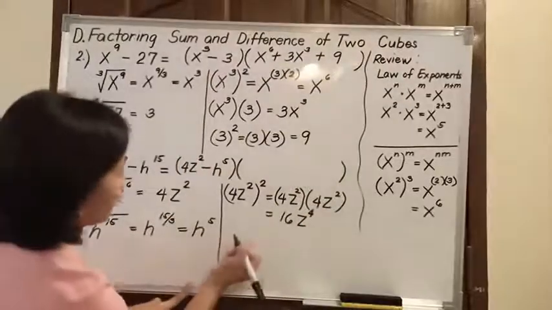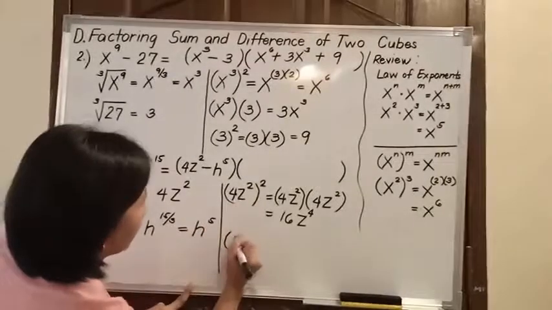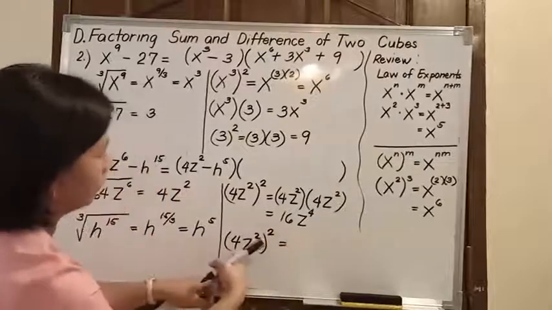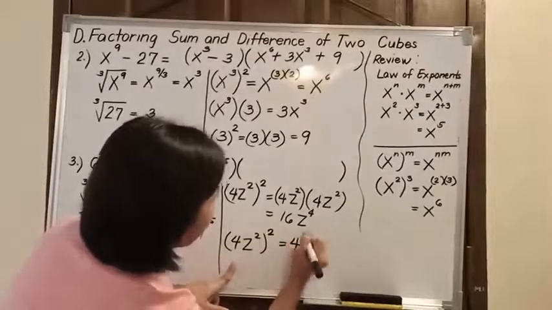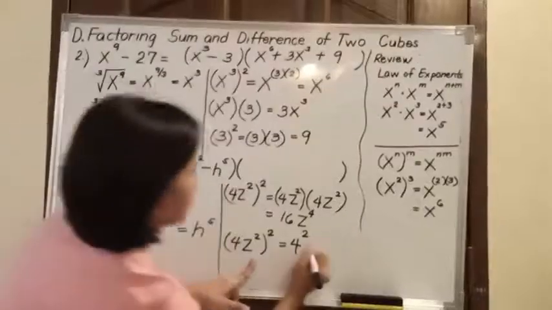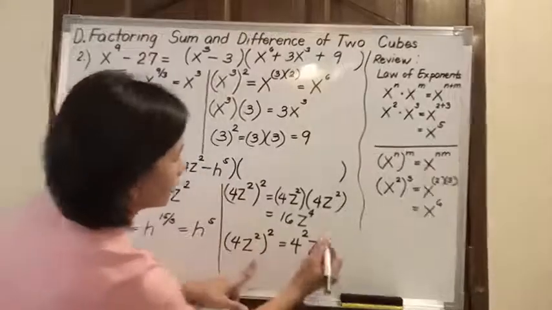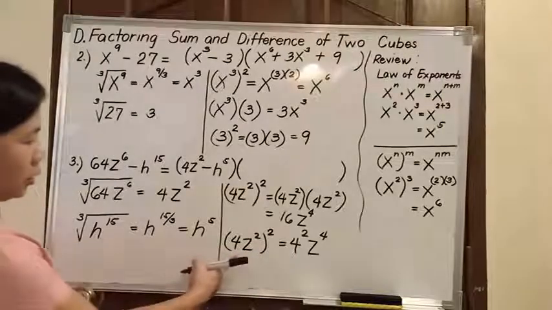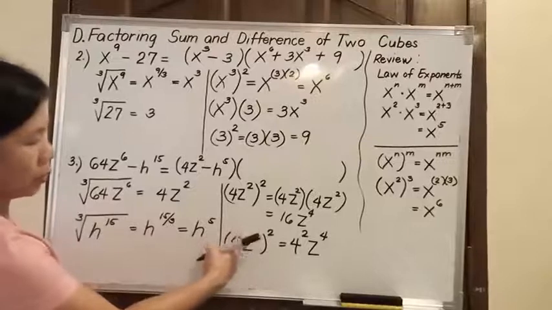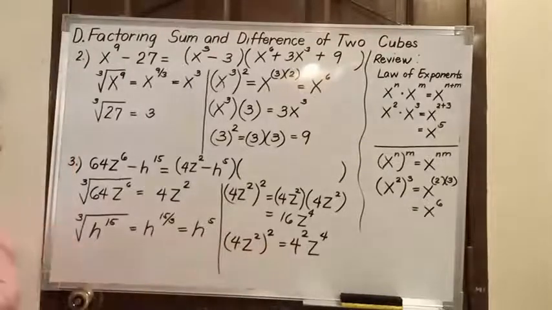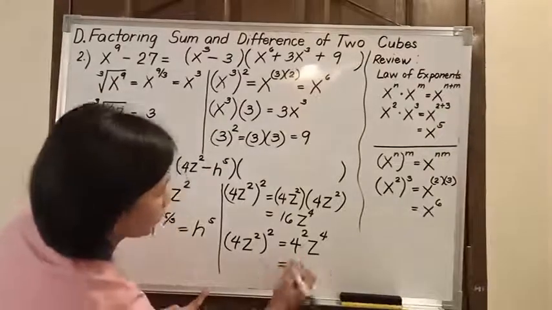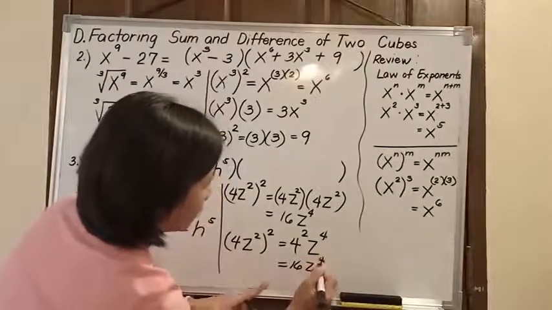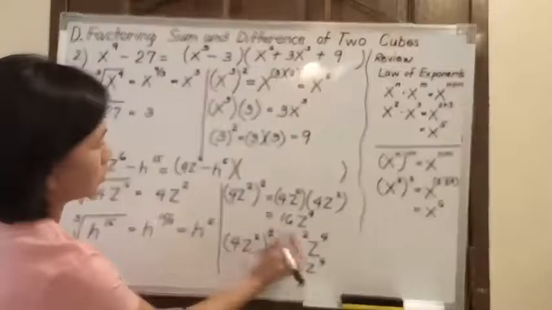Other solution, this can also be solved using the second law. We have 4 raised to the 2nd power and z raised to 2 times 2 is 4. Multiply the exponent inside and outside the parentheses. The exponent of 4 is understood to be 1. So multiplying 1 by 2, therefore we have 4 squared. And then simplify 4 squared. 4 times 4 is 16. And then you retain z to the 4th power. So you will get the same answer, 16z to the 4th power.